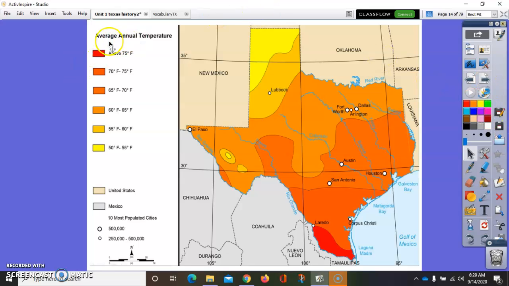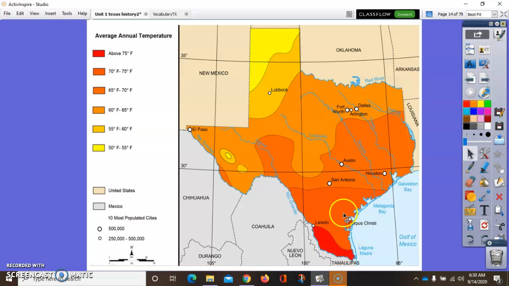If it says average annual temperature, remember average is when you take numbers, add them up, and divide. So if you were to say, take the temperature for every day of the year, add it all up, divide by 365, that would give you your average annual temperature. So the darkest red, above 75 degrees, and that basically means that it never gets particularly cold there.